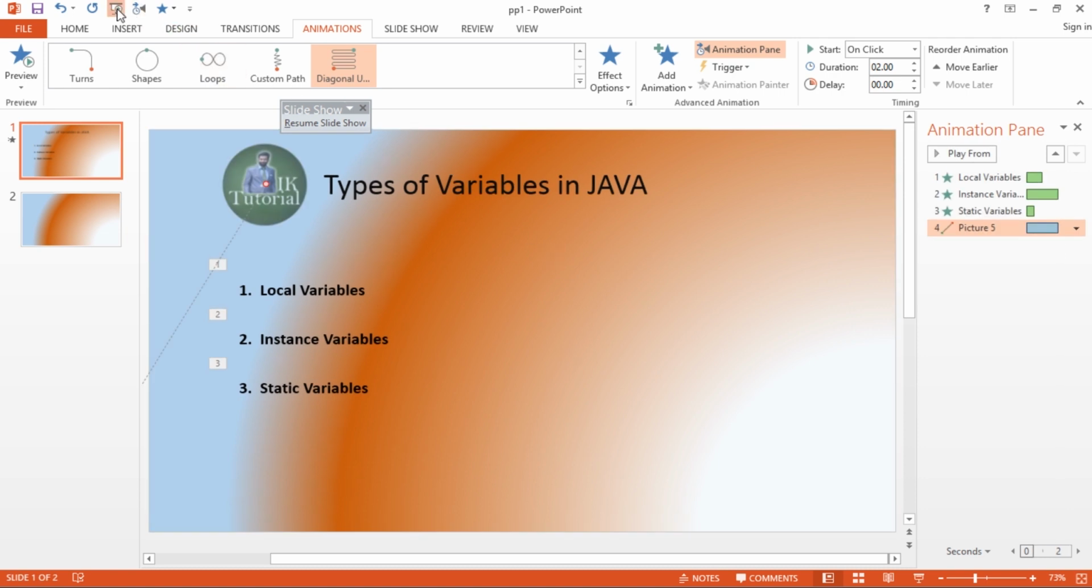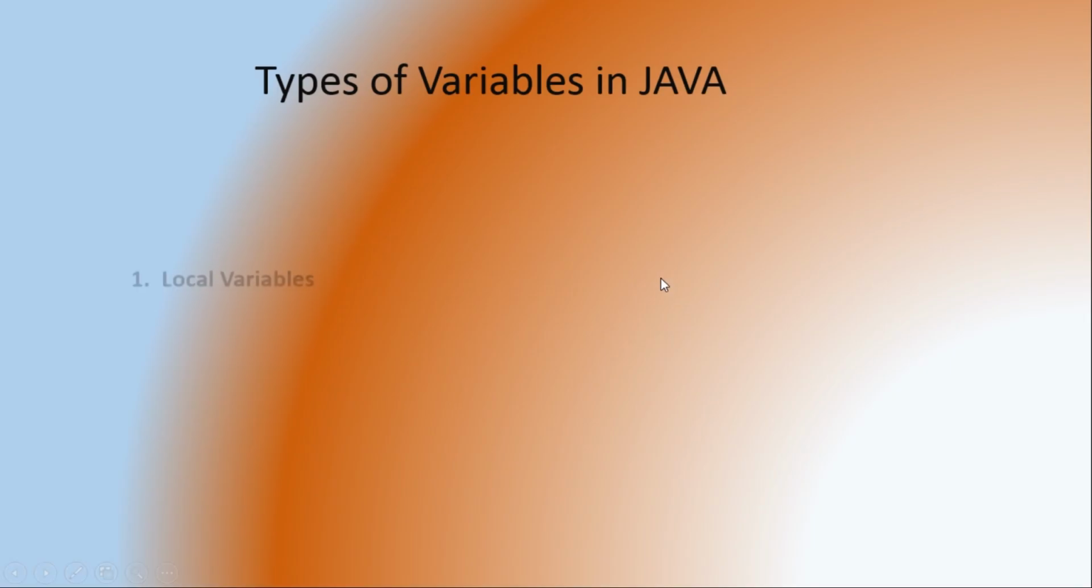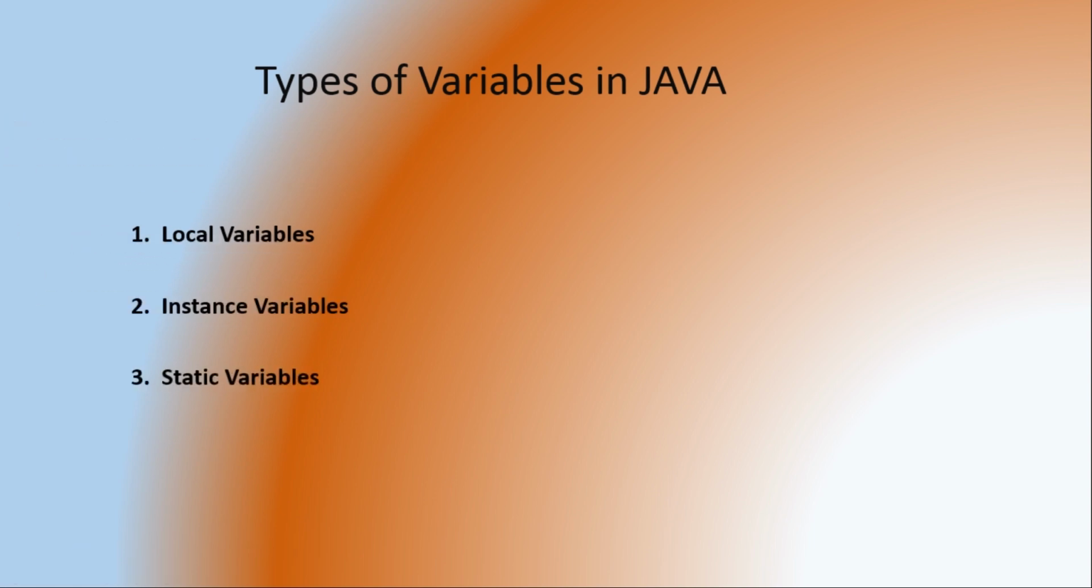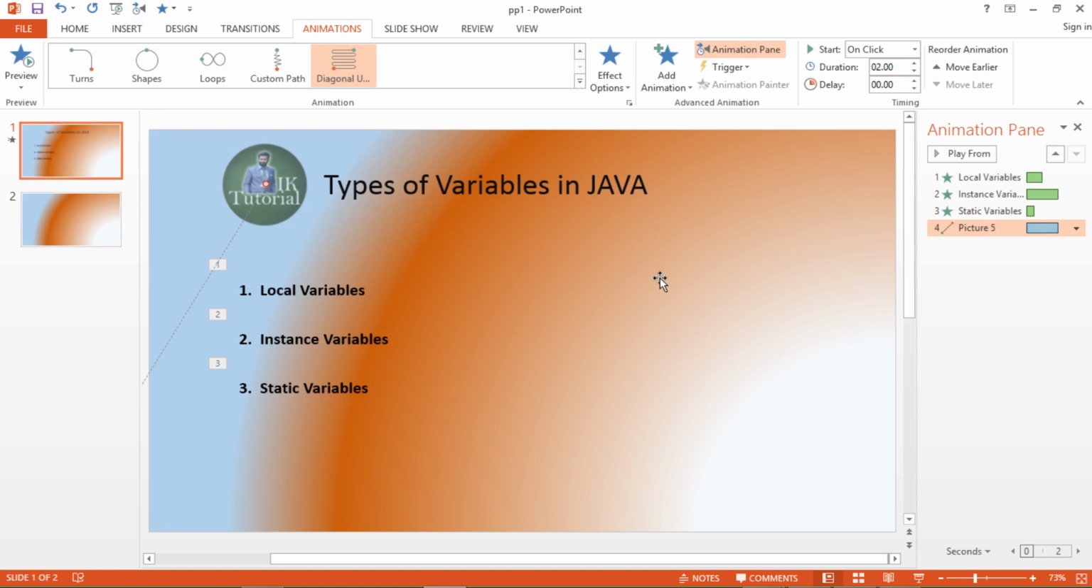Now let me show you the slideshow. I'll press enter. Now see here, as soon as I press enter, our animation and background sound also will come. Student, this is how you can add the background sound and animation. Now see how to perform the on click event in our presentation.